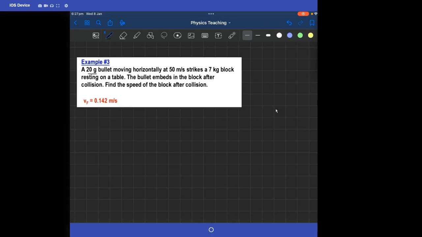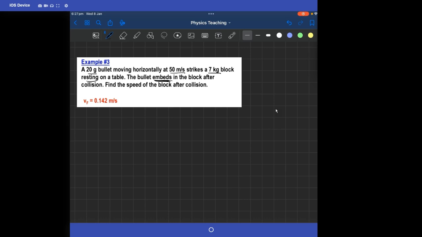We have a 20-gram bullet moving horizontally at 50 meters per second, hitting a 7-kilogram block, which is at rest. The bullet then embeds in the block, and after the collision, we need to find the speed of the combined block and bullet. So before we continue with the question, we need to figure out, is this going to be an elastic collision or an inelastic collision? So pause the video right now and come up with your answer. If you have it worked out, or if you're still a bit stuck, let's work it out together.